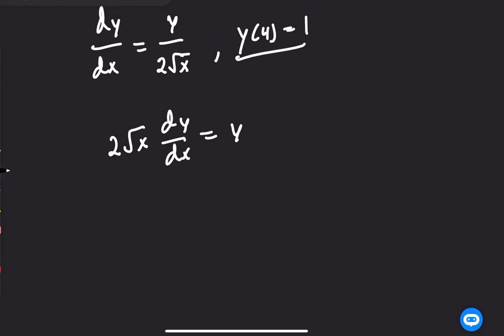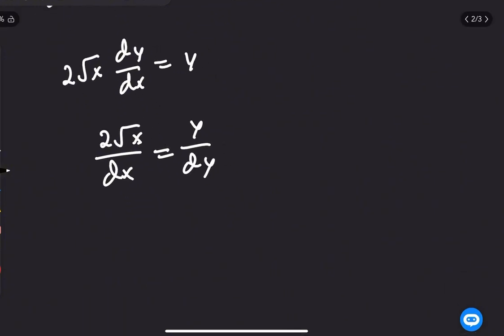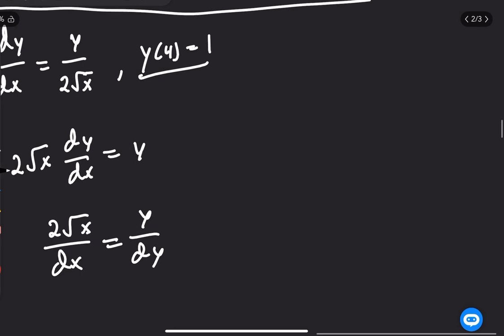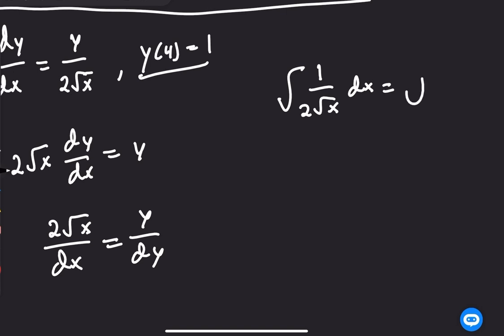Or you can just divide by dy, and you'll be left with 2 root x over dx equals y over dy. Now, we haven't really seen something like this where y is over that, but really you're just going to put 1 over whatever you get. So what this will end up looking like is the integral of 1 over 2 root x dx equals the integral of 1 over y dy.